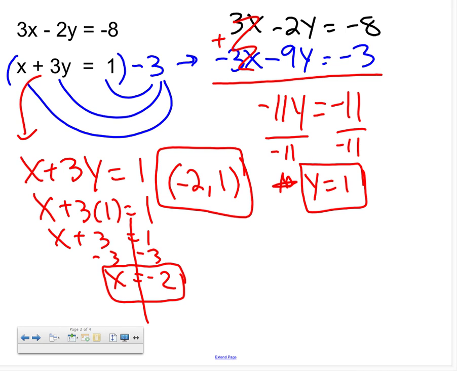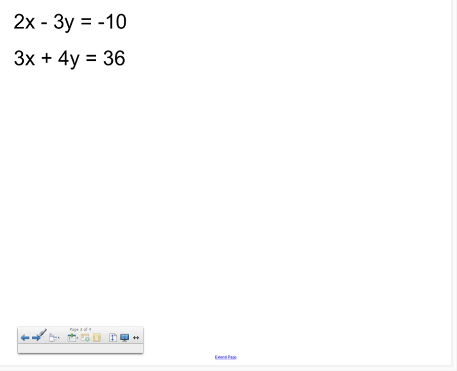Now, the third type of problem is one where it's all messed up, where nothing is given to you. Here, we just had to change one. Sometimes, like in this problem, you have to change both. So 2x minus 3y equals negative 10. 3x plus 4y equals 36. Again, if I add them as they are, I get 5x plus y equals 26. I still have both my x and my y, so I can't solve for either, so I have to do my housekeeping first.